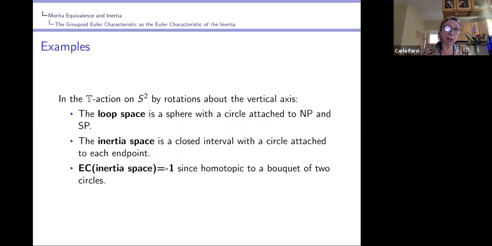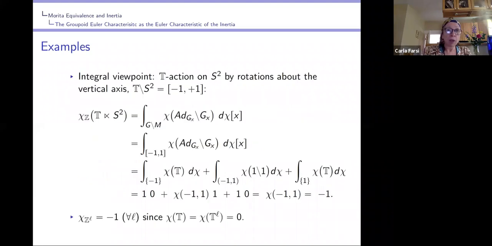And the Euler characteristic of the inertial space, that is of the interval with the two circles, is -1 because it's homotopic to the bouquet of two circles. If it's compact, I can use homotopic. So let's compute the two sides and make sure that they're equal, the two sides in the previous theorem. One side was, well, actually we start with the T acting on S2.